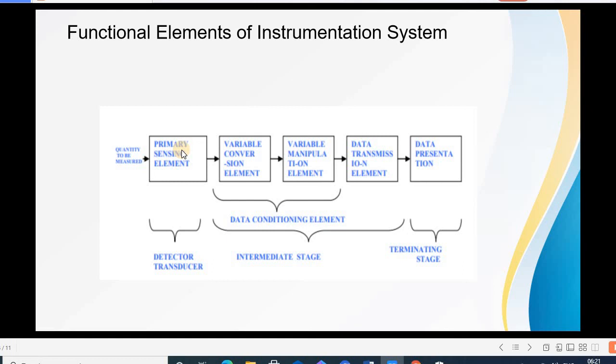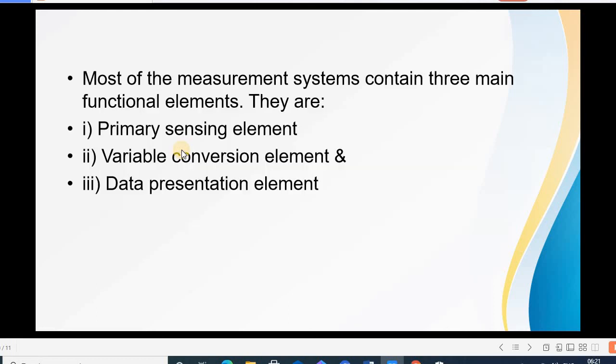And then the last one is the data presentation element. The information about the quantity under measurement has to be expressed or presented, indicated or monitored in a meter or instrument by using this data presentation element. This is the final stage of the instrumentation system. That's why it is known as the terminating stage.